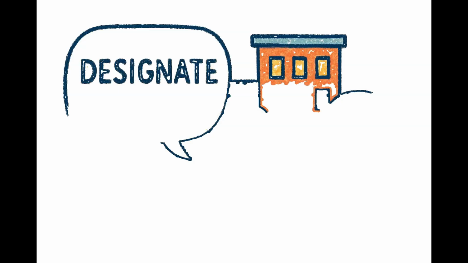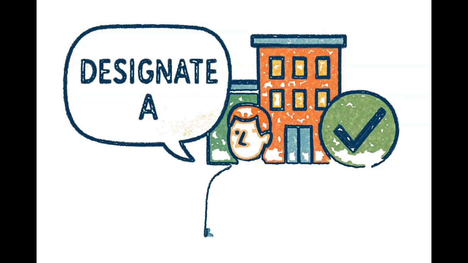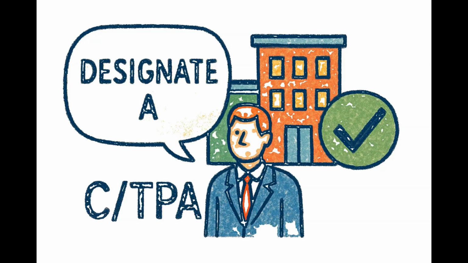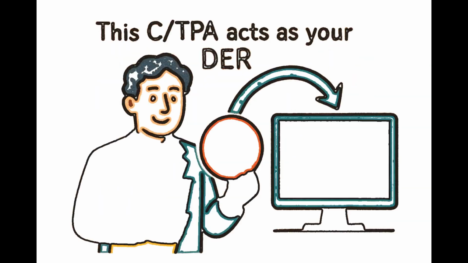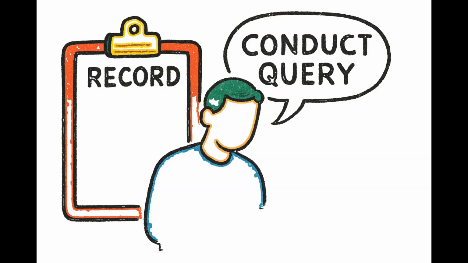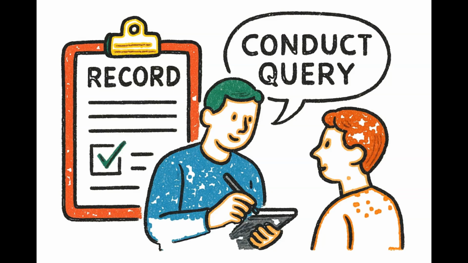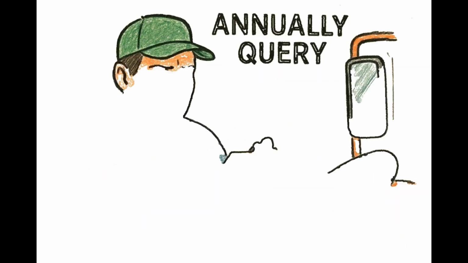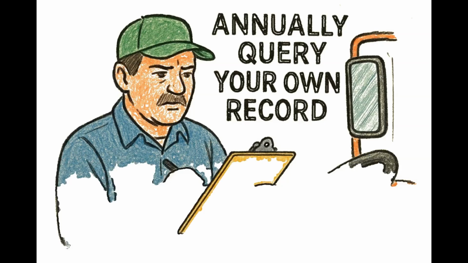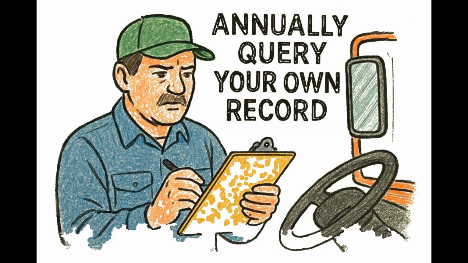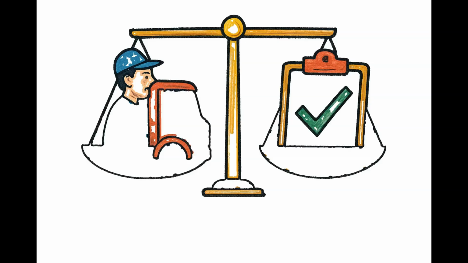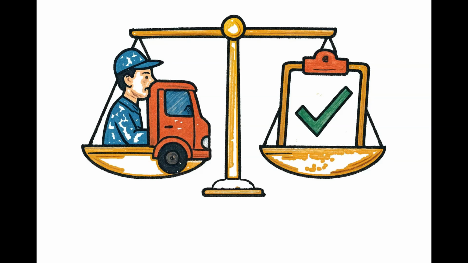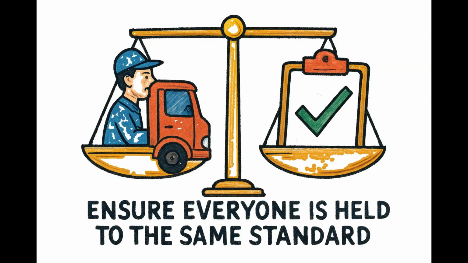Instead, you must designate a consortium/third-party administrator, or CTPA, in the clearinghouse. This CTPA effectively acts as your DER. They are the ones who will conduct the required queries on your record and report any violations on your behalf. As an owner-operator, you still must have that query conducted on your own record annually, just like any other driver. It's a necessary check and balance to ensure everyone operating under an FMCSA number is held to the same standard.